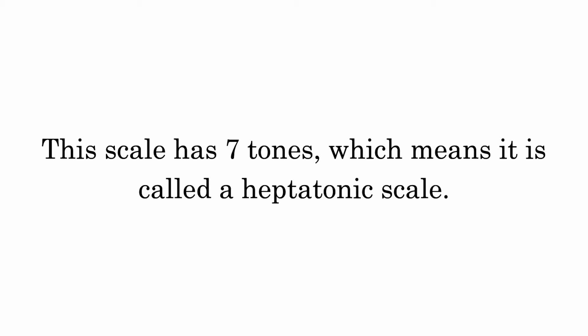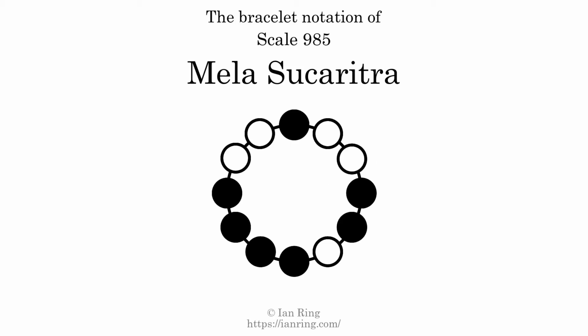This scale has 7 tones, which means it is called a heptatonic scale. This is a bracelet notation diagram of scale 985. The shaded circles represent tones that appear in the scale, and they are read clockwise, starting at the top.